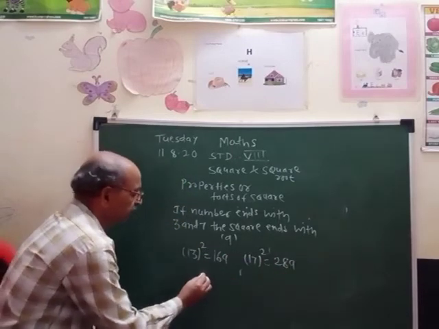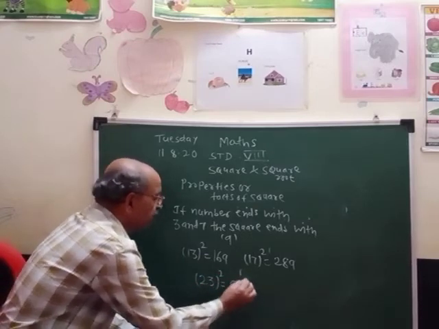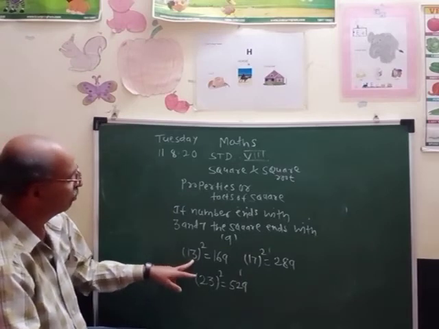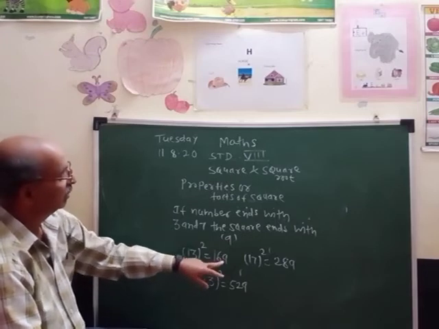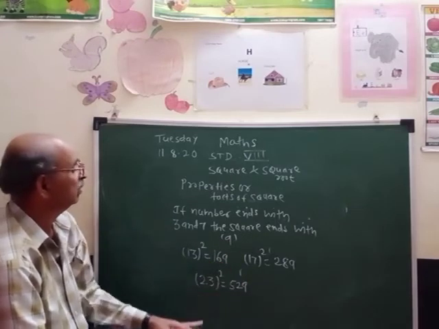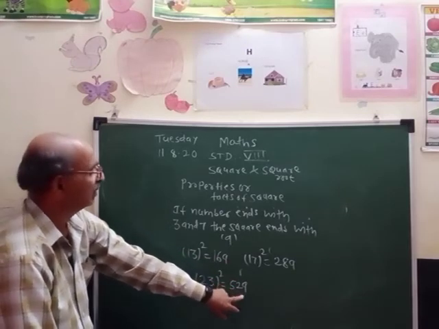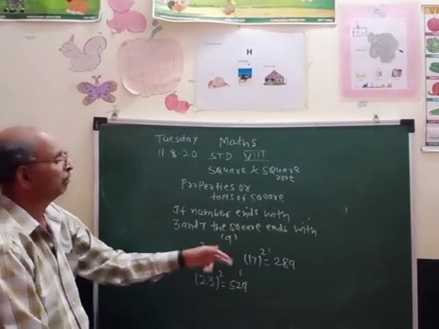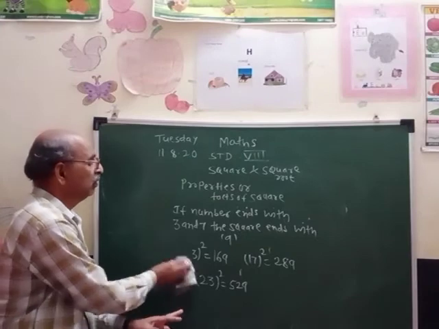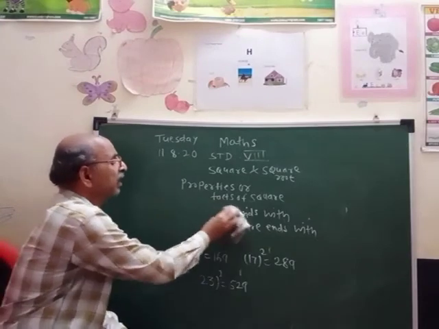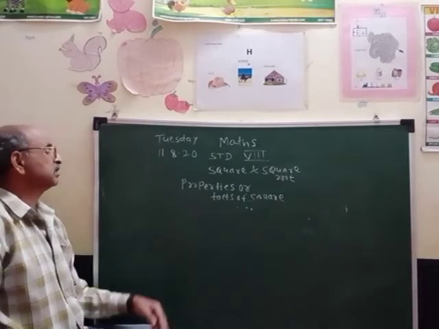If we take 23, then 23 square is 529. So if the unit place of a number is either 3 or 7, then when we make its square, the unit place is 9 only. So from that we can conclude that a number whose unit place is 9 can be a perfect square. So in this way we are studying the different properties of squares. Now one more we study so that we can finish all these properties of squares. Now remaining numbers are 4 and 6.